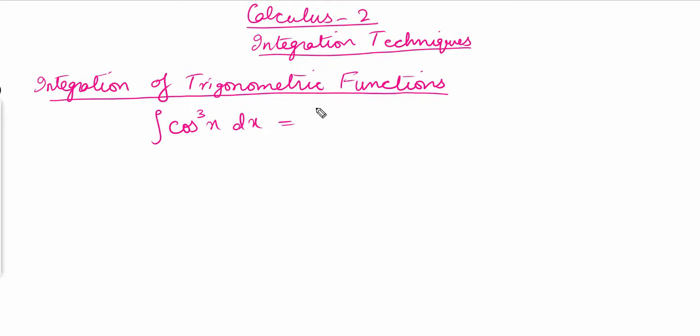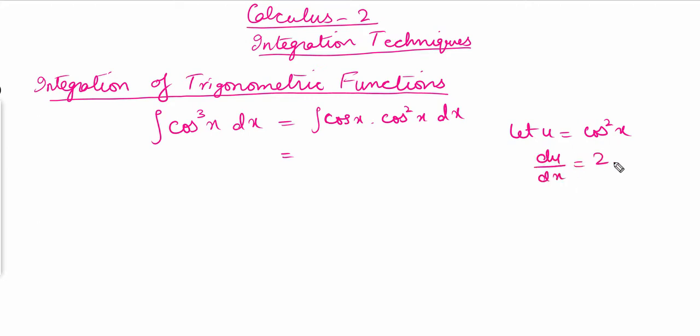So it's like integration of cos x times cos square x dx. Now you can see over here this is the function cos square x. So what I'll do is I'll say let u equal cos square x, so that du over dx will become equal to 2.